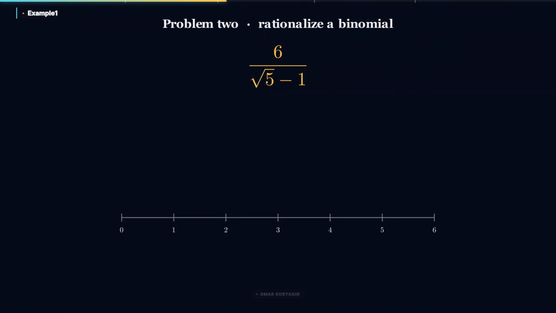Problem 2. Rationalize 6 over the square root of 5 minus 1. The denominator is a binomial with a radical, so use the conjugate. The conjugate of square root of 5 minus 1 is square root of 5 plus 1. Multiply numerator and denominator by the conjugate.